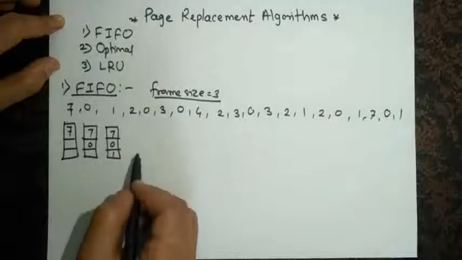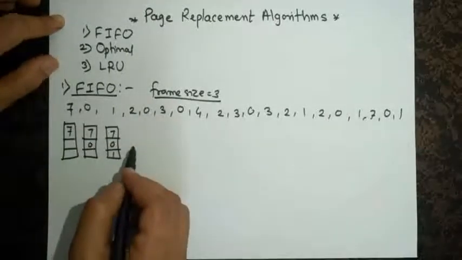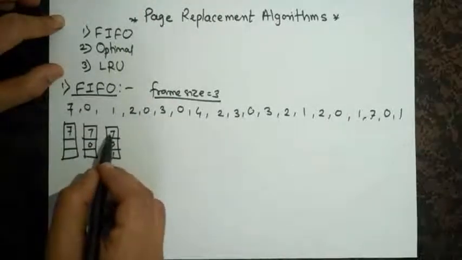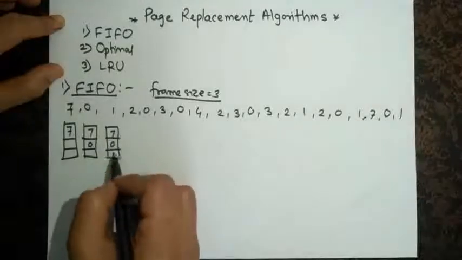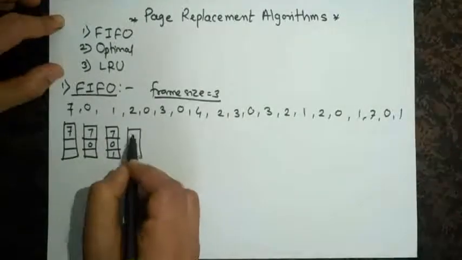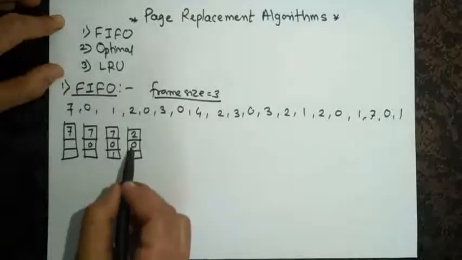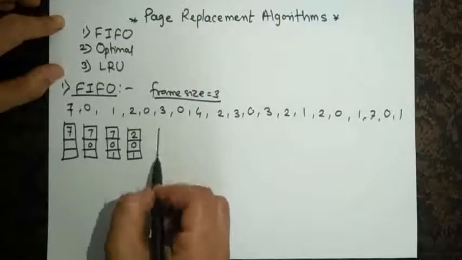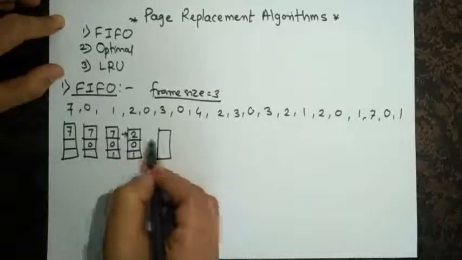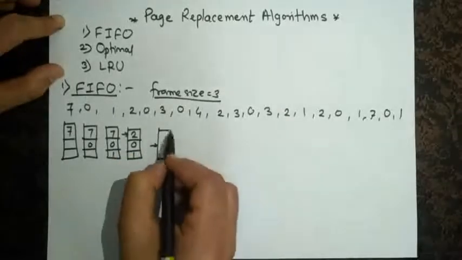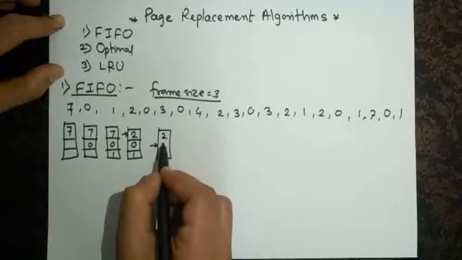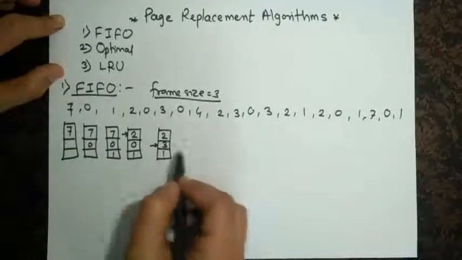Now when the 2 is arriving, as the name suggests first in first out, we have to replace the 7 which arrived first in this frame by this 2. So I will put this 2 over here and the rest as it is. Now 0 is requested, which is already there. 3 is requested. Now we just replaced at this location, so we have to replace at the second location now. So rest of things as it is, and we place this 3 at the 0th place.